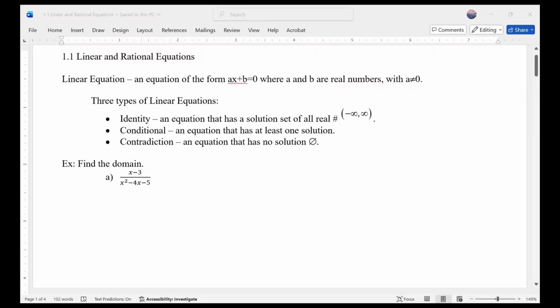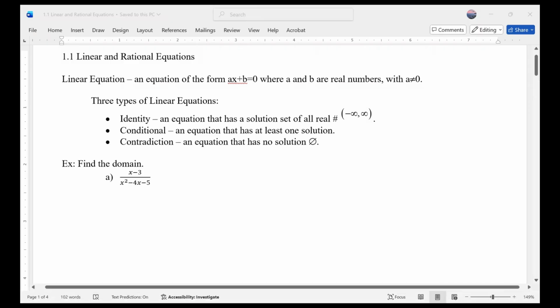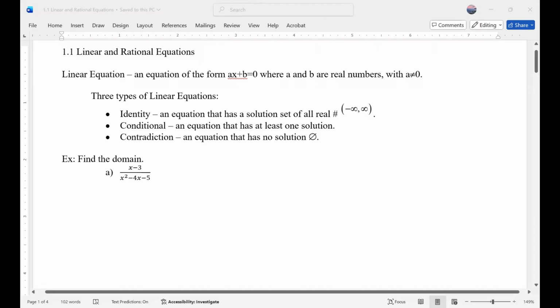So today we're doing 1.1 linear and rational equations. A linear equation is of the form ax plus b equals 0, but most equations don't look that way. A and b are real numbers. A can't be 0, otherwise we won't have a linear equation because we're trying to solve for x, and x would be gone.